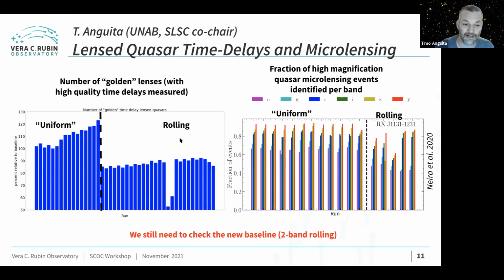So on the left, you can see our estimate of the number of golden time delay lens quasars. So these are very good quasars where we can measure time delays very accurately. And relative to baseline, the percentage of systems that we find, okay? So uniform cadence are in general much better than rolling cadence. Now, we know that this metric might have an issue, but still the qualitative case is there. If we don't see the event, we cannot measure the time delay. And the same is true for microlensing. So this is another test that we did.